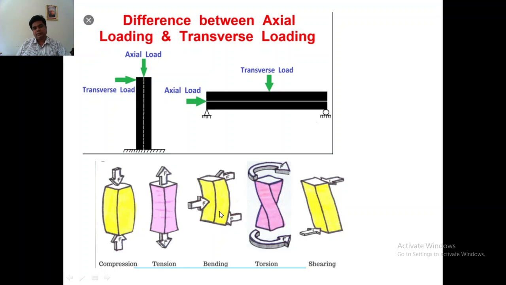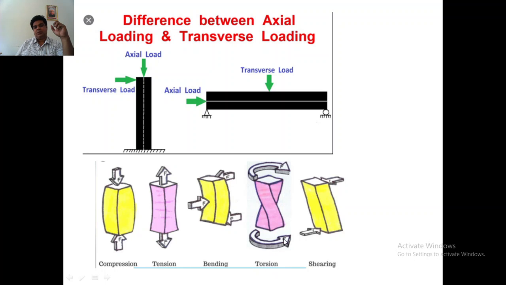Similarly, we have one more kind of loading called torsional loading. Torsion means you are applying a rotational moment. You are trying to rotate the object or the material. You take a round bar, a cylindrical bar, and you try to rotate it. That is called twisting, or torque, or a twisting moment. So you are trying to twist it. When you apply the load in an angular direction, it is called twisting, or we can call it torsion.